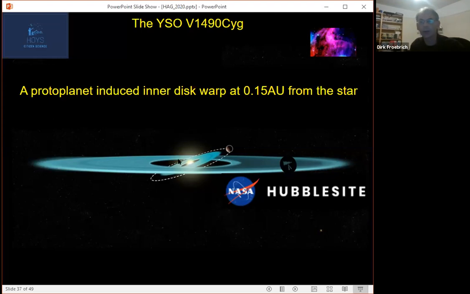So basically, this is what we think is happening in that system. There's a warp in the inner disk. It doesn't look exactly like this, of course. That is caused by some protoplanet that is there in the disk. So there's good indirect evidence that that star actually has a protoplanet around it.